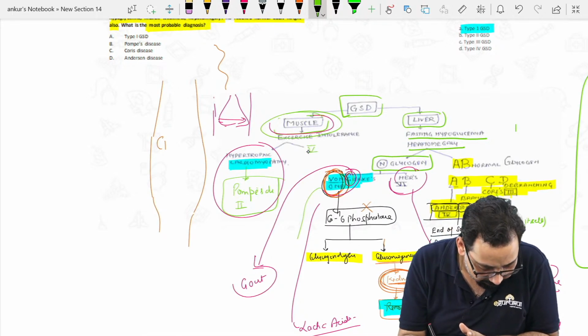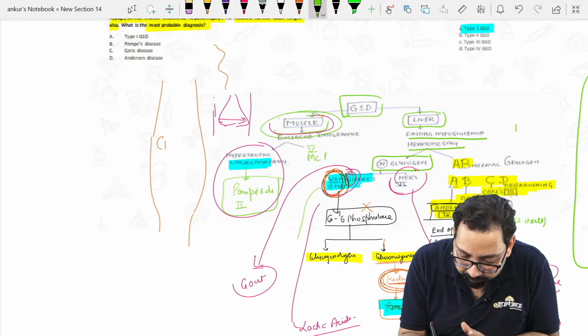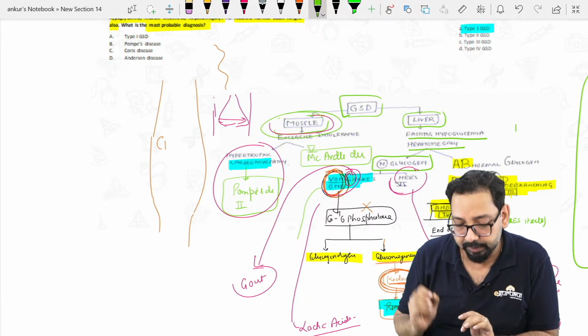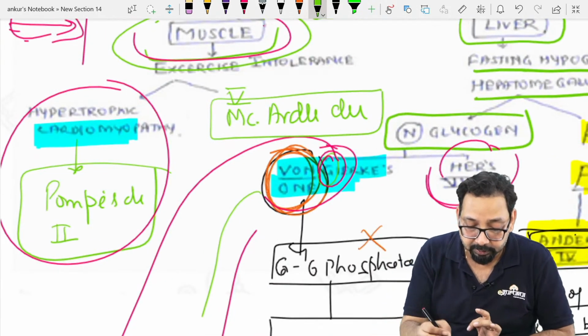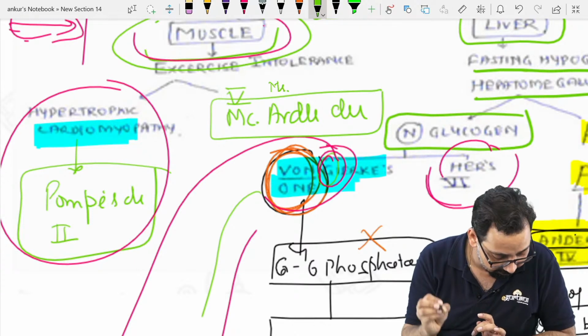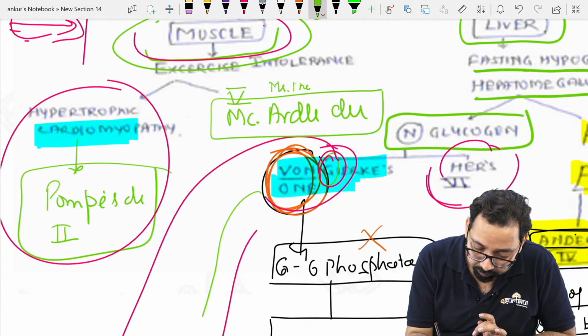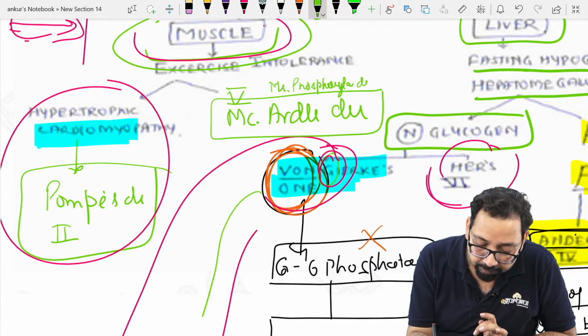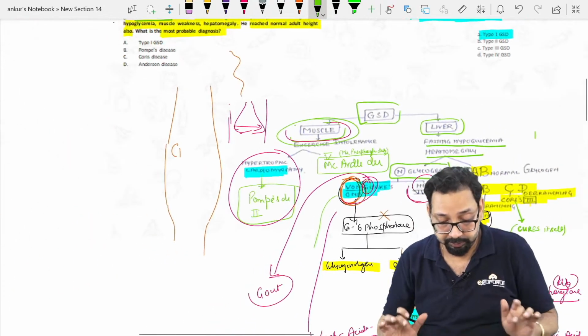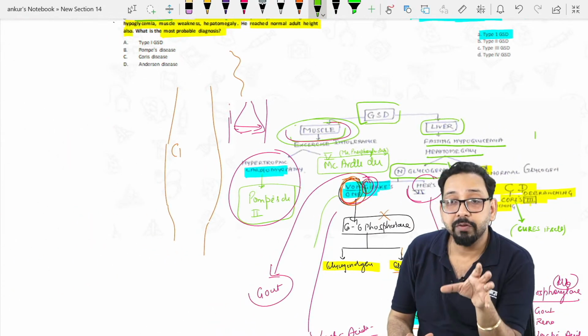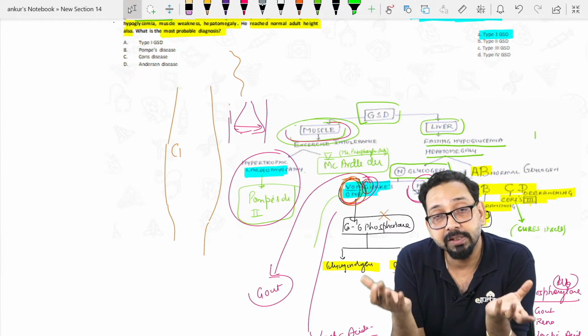McArdle disease. Okay, what is McArdle disease? In this, muscle phosphorylase is deficient. Muscle phosphorylase deficiency. In this, there would be exercise intolerance.